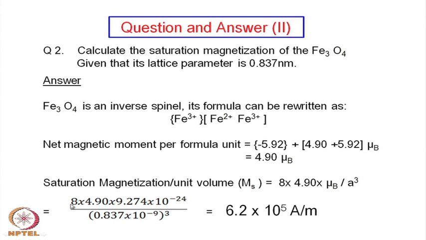So, that is how 8 into 4.9 and Bohr magneton, this is the value of the Bohr magneton, and then this becomes the volume, 0.837 into 10 to the power minus 9 cube, because it is a cubic lattice. So, by that you can get 6.2 into 10 to the power 5 ampere per meter. So, this is the theoretical calculation through which you can get the saturation magnetization of magnetite Fe3O4.